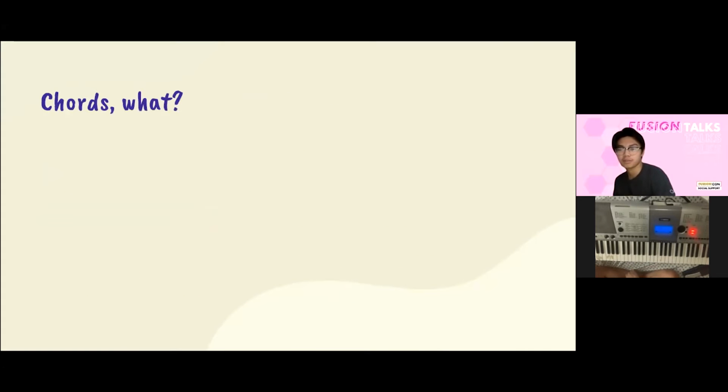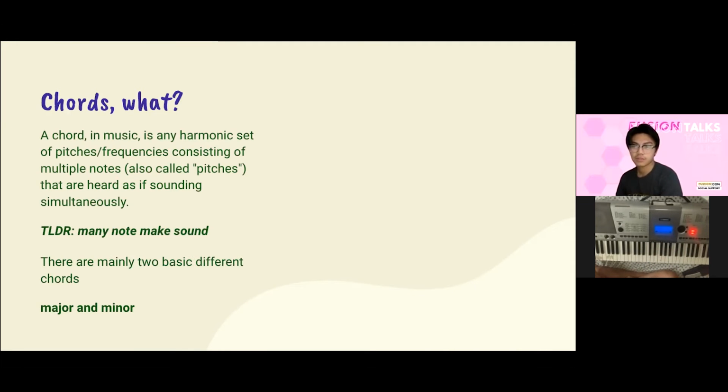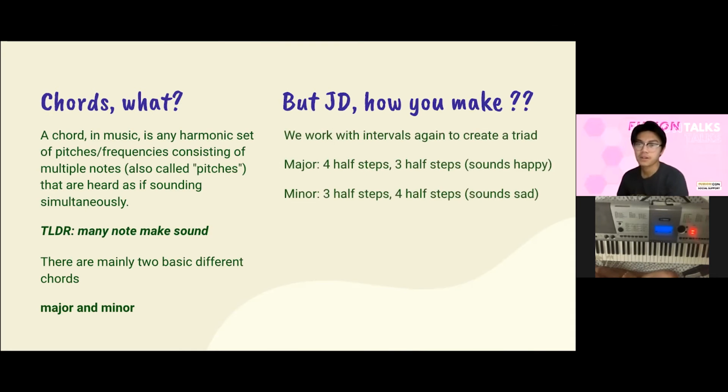Okay. So what is a chord? A chord in music is any harmonic set of pitches or frequencies consisting of multiple notes played simultaneously. There are mainly 2 basic different chords, a major and a minor. But how do you make these 2 types of chords? For a major scale, we are going to use intervals again. So let's go with our infamous C again.